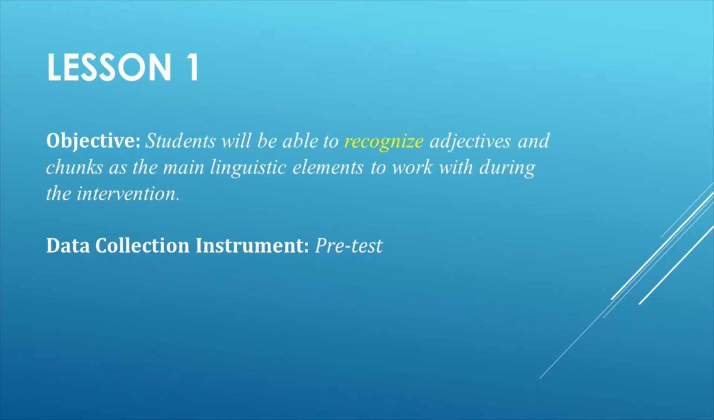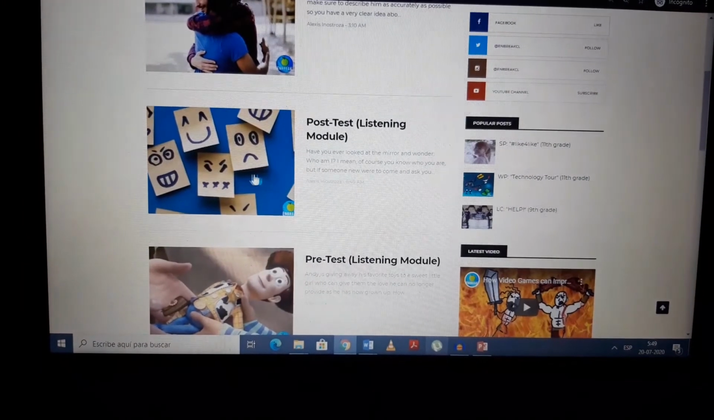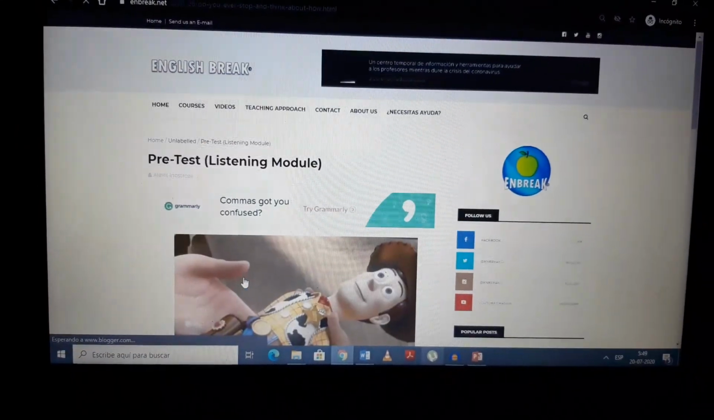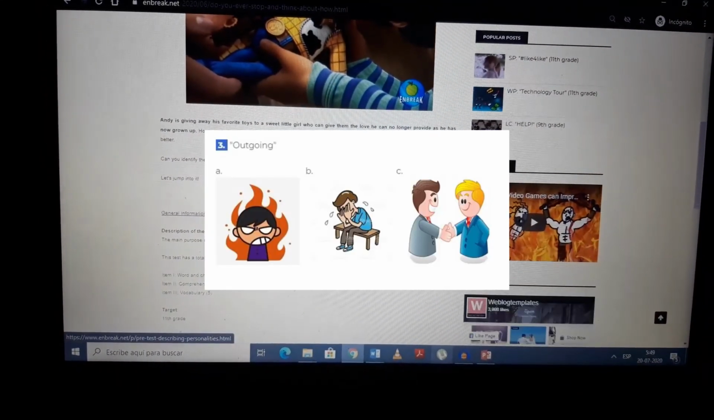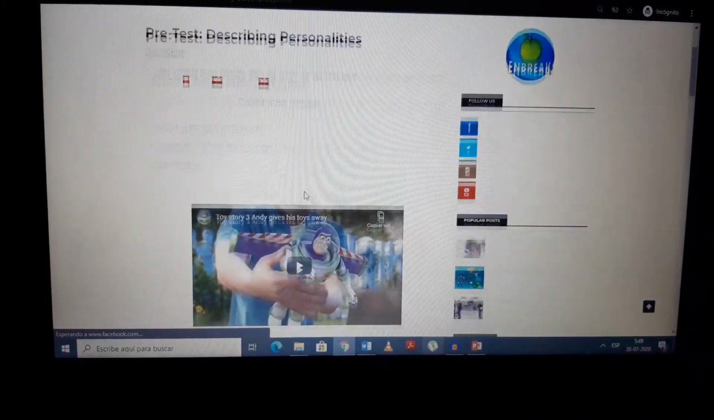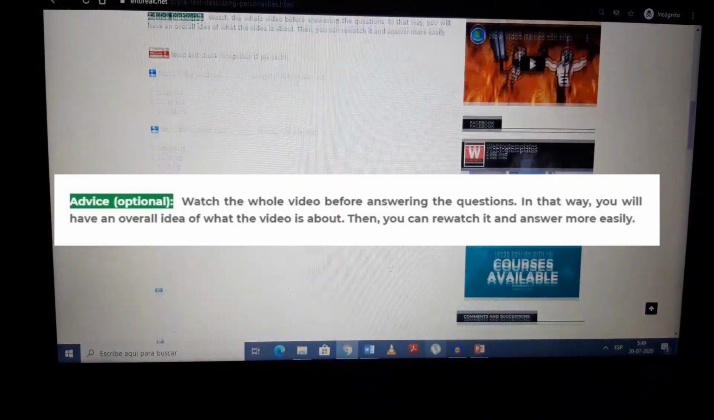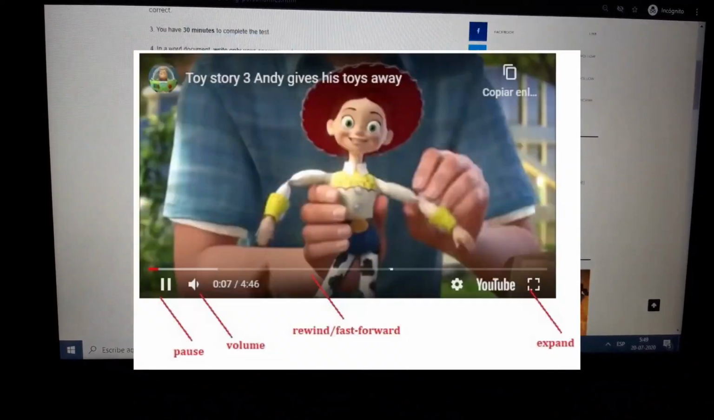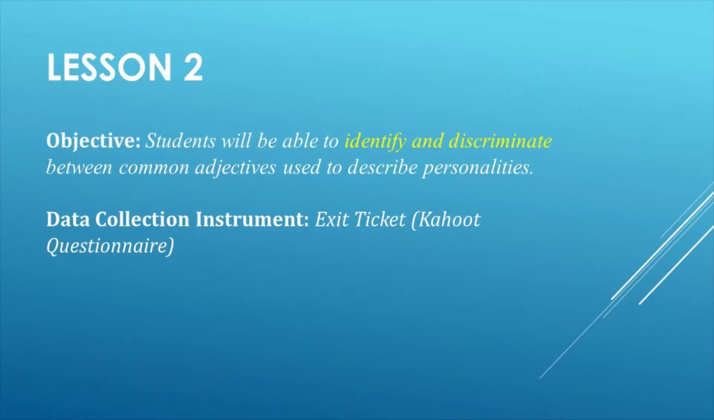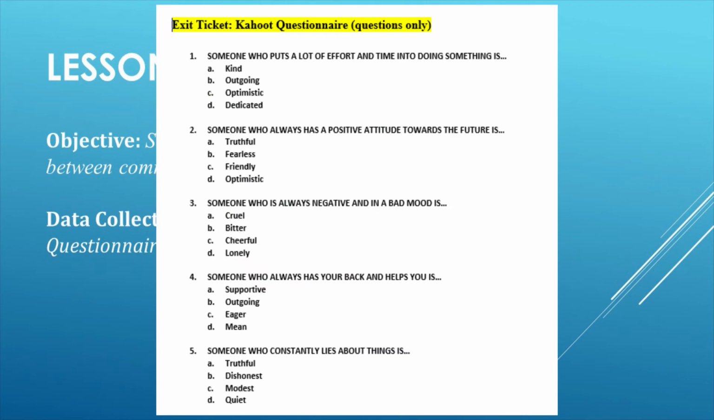Let's begin. In the first lesson, students will be introduced to the objective, contents, and length of the intervention. They will also sit for a pretest in order to gather information about their starting level. Some questions include multisemiotic resources so as to address different learning styles, and also contain help options, such as advice boxes and video navigation bars. During the second lesson, students will study adjectives and their functions in language. By the end of this class, they will respond a 5-question Kahoot questionnaire containing contents studied in class.